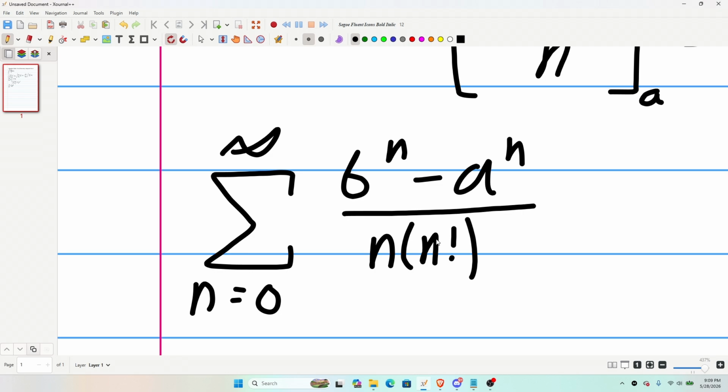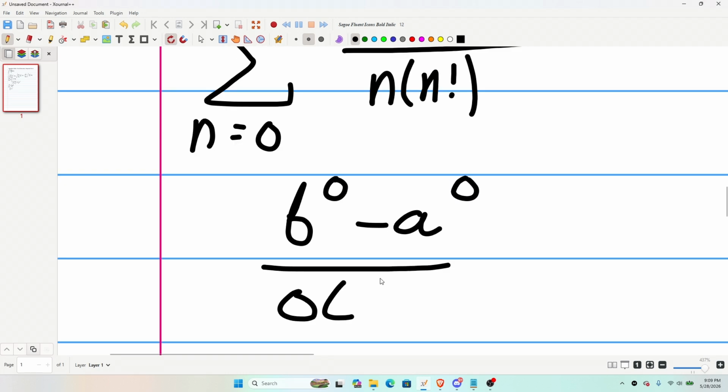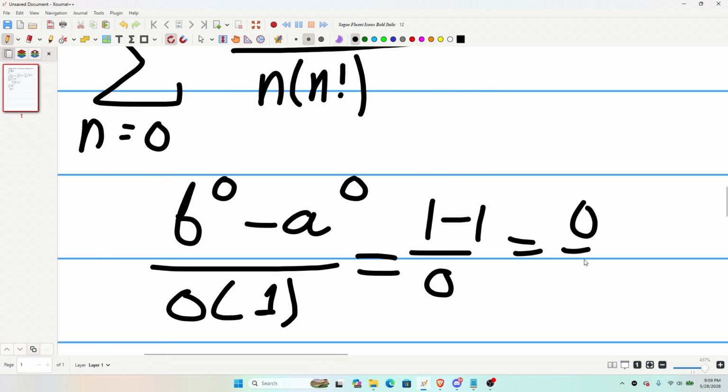There's an issue though. If we just take the first term of the partial sum, you get b to the 0 minus a to the 0 over 0 times 0 factorial, which is 1 minus 1 over 0, which is 0 over 0. That's an indeterminate form. Very unfortunate, but there's a solution.